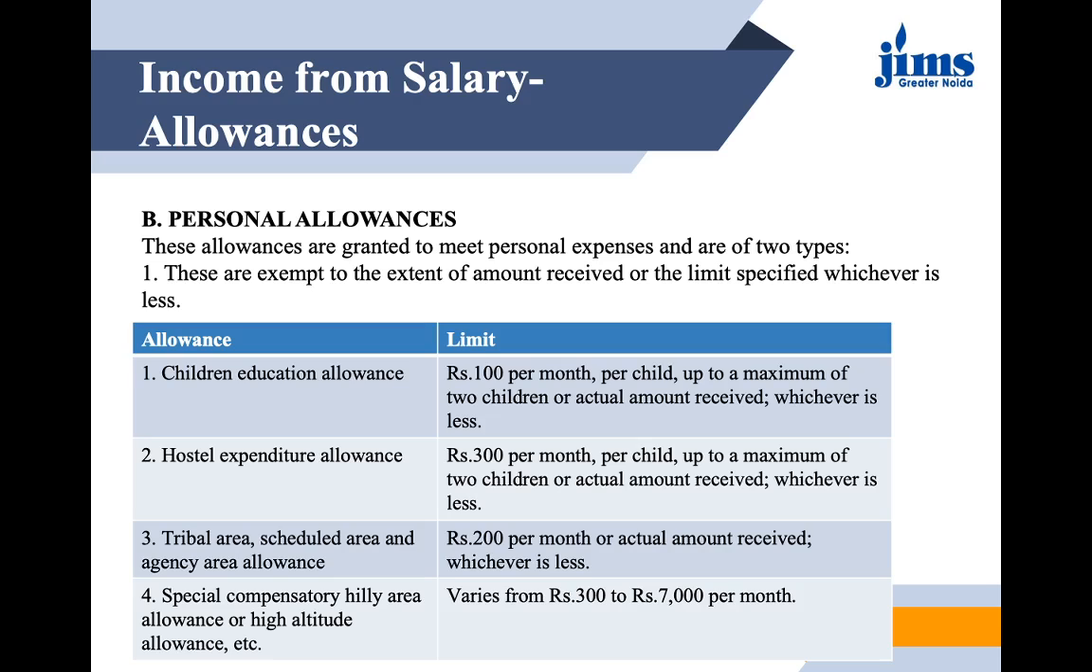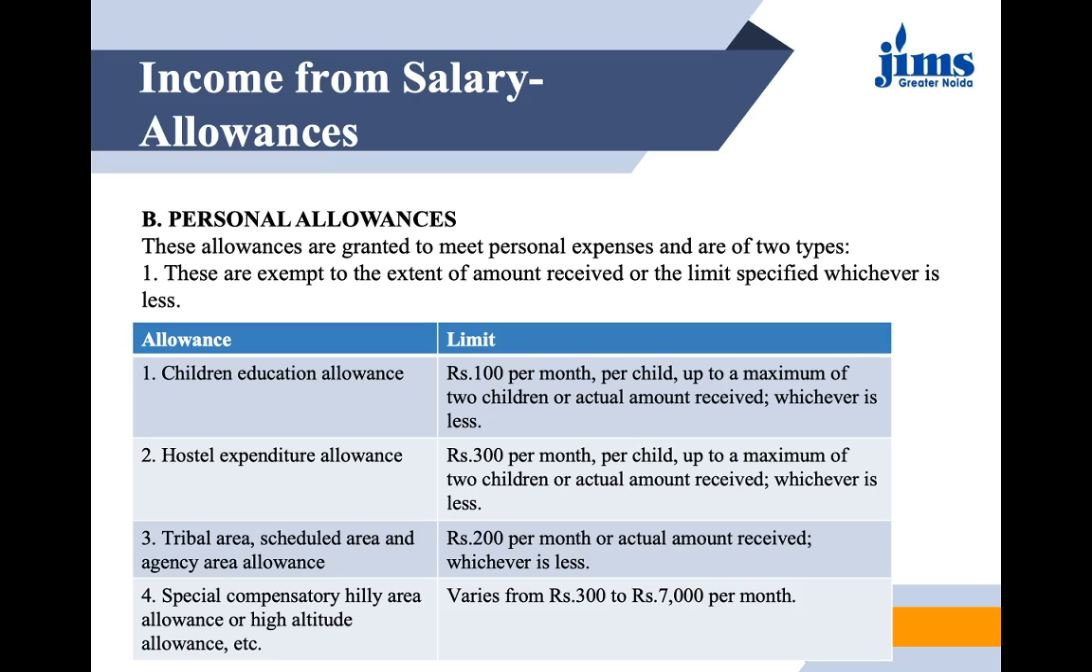Let us see the second one, that is personal allowances. These allowances are granted to meet the personal expenses, and these are of two types. The first is that they are exempted to the extent of the amount which is received or the limit which is specified, whichever is less. Under this, we have the first, that is children education allowance. It has a limit of rupees 100 per month per child, up to a maximum of 2 children, or the actual amount which is received, whichever is less.